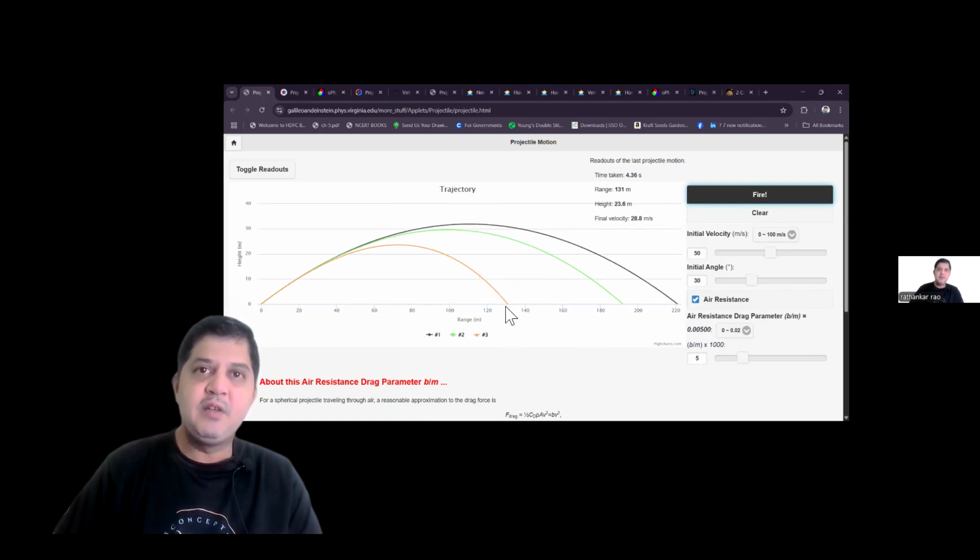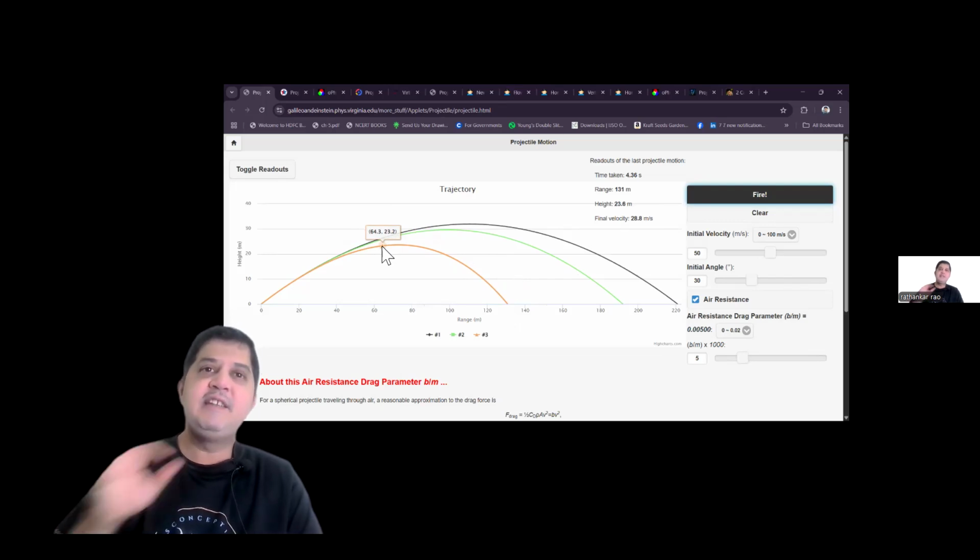Now here you see the end point is 131, and you should be getting around 65 over here. Where is 65? 65 is somewhere over here. Is that the midpoint? That is not the midpoint, right? It's completely skewed. So therefore, three things that we have observed.